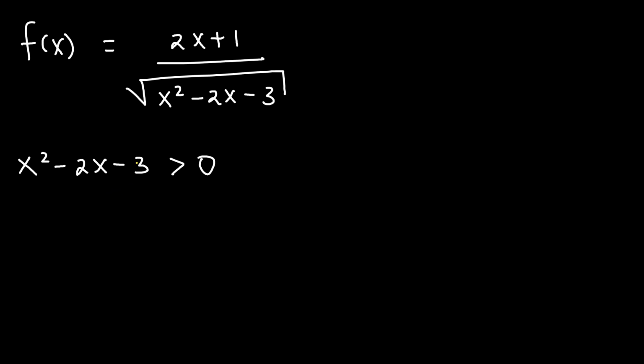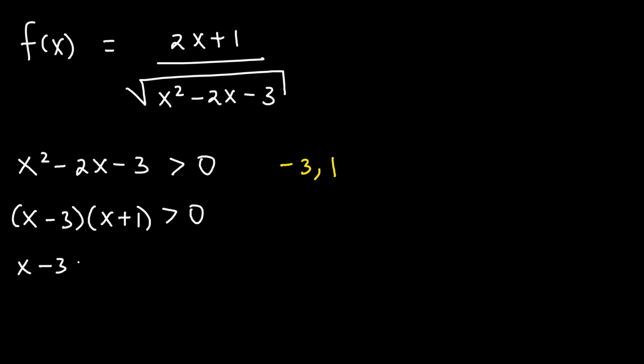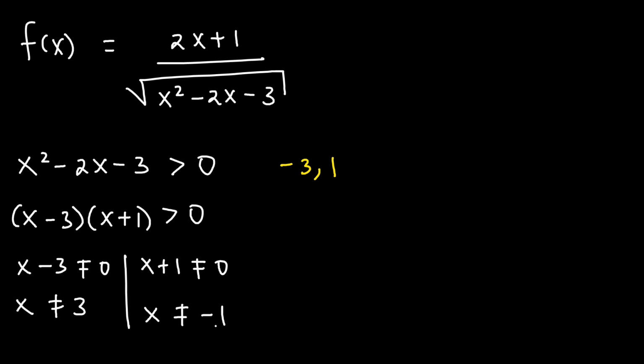To solve this quadratic, we need to find two numbers that multiply to negative 3 and add up to negative 2. Those two numbers will be negative 3 and positive 1. Negative 3 times 1 gives you negative 3, and negative 3 plus 1 gives you negative 2. So this becomes (x − 3)(x + 1) greater than 0. Therefore, x − 3 cannot be equal to 0, so x cannot be equal to positive 3. And also x + 1 cannot be equal to 0, so x cannot be equal to negative 1.